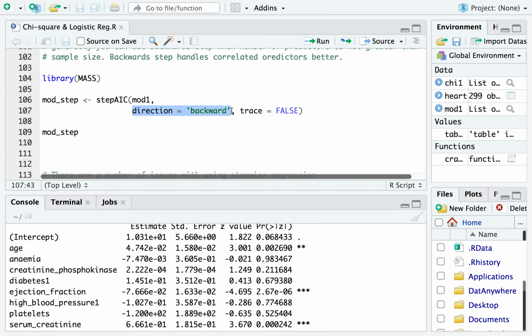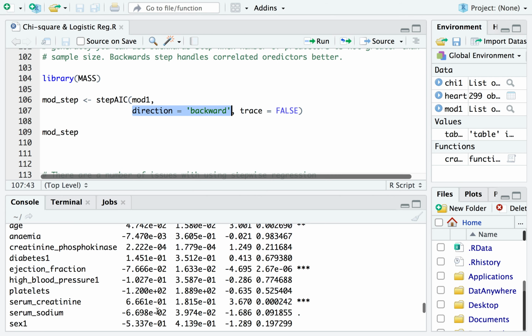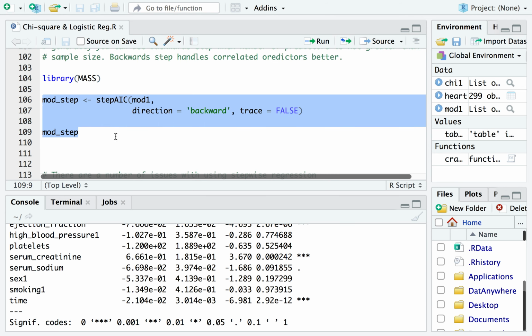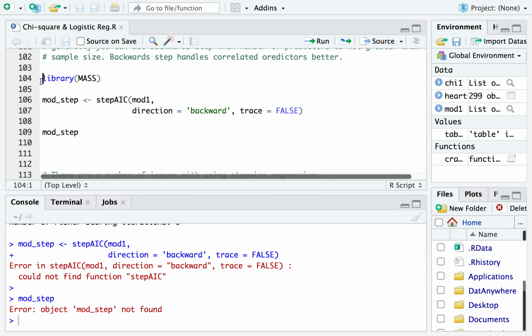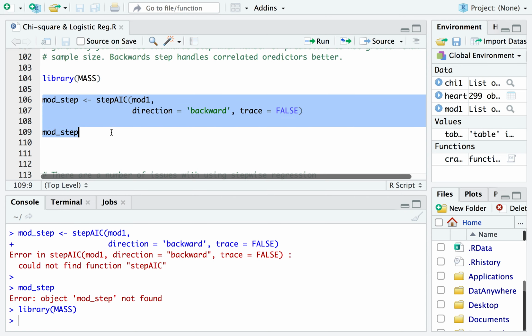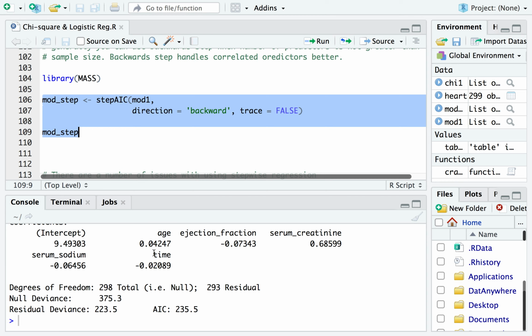It's been suggested that the forward approach is better if you have more predictors than participants in your sample. In this case, it's not that big of an issue, even though we have a good number of predictors. We also have about 300 participants in our sample, so we're going to go with backward. A third option is to run both as well, but for now, let's just run backward. Oh, I'm sorry, I didn't actually load the package from library. And now let's run it, and I'll name it mod step.